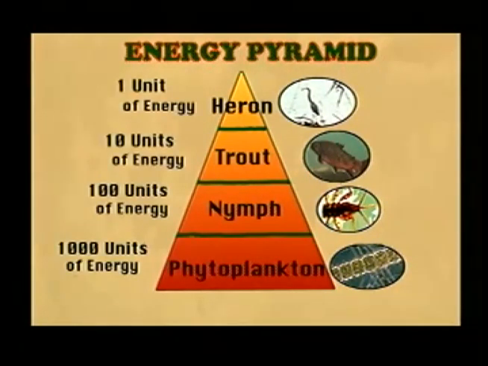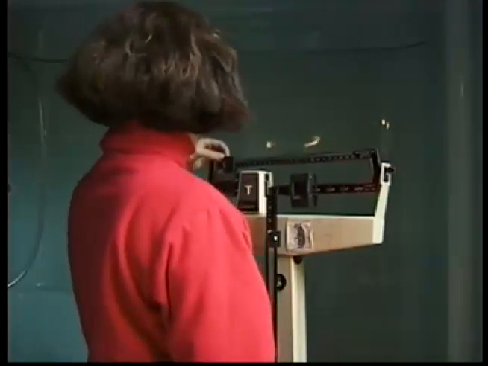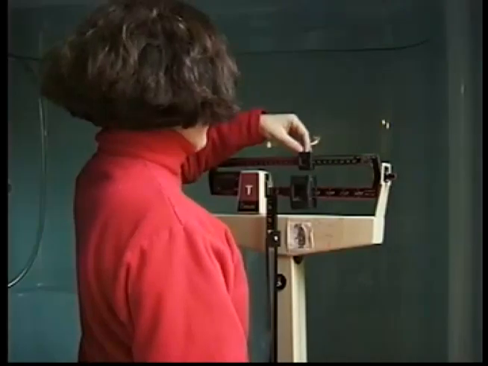Notice with each successive feeding level that the amount of energy decreases greatly, so that as one organism eats another, less energy is available at the top of the pyramid. By studying food chains and webs, we can also learn about something called biomass.